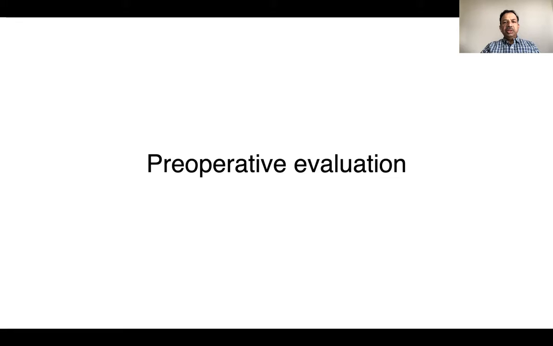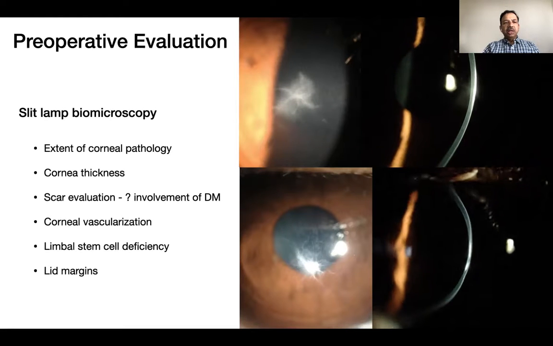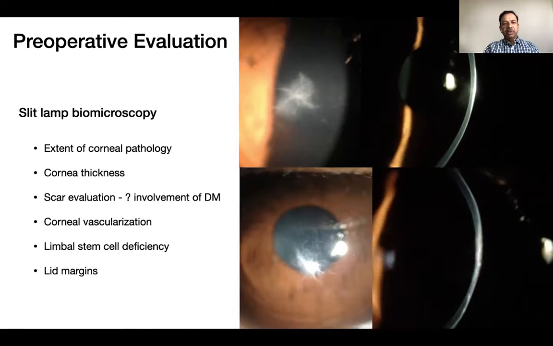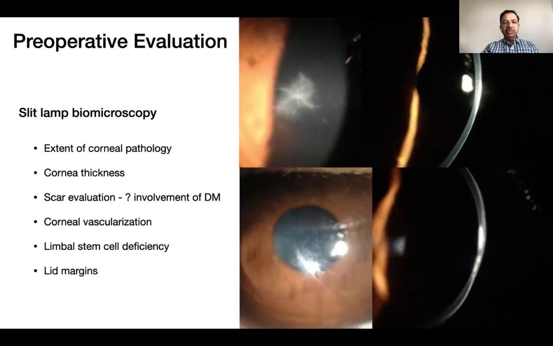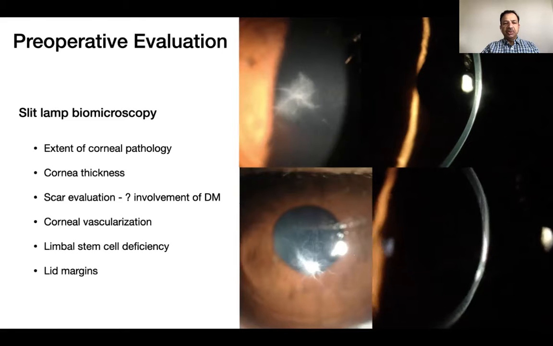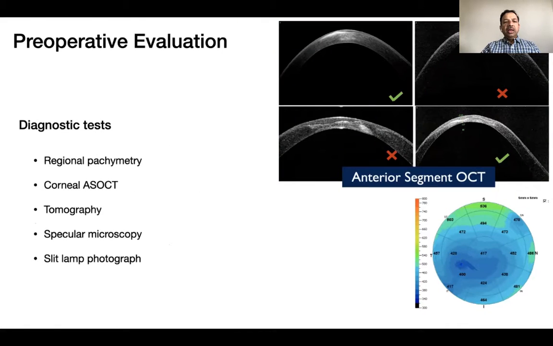In the pre-op evaluation, you need to do a careful slit lamp biomicroscopy looking at the extent of corneal pathology. If there is a scar, whether the scar goes all the way up to the Descemet's membrane, any evidence of limbal stem cell deficiency or corneal vascularization. And in the diagnostic tests, the most important is the corneal OCT, which can identify any pathology involving the Descemet's membrane. Thereby, you can avoid injecting air. We also need to have some idea about the regional pachymetry. You can do a tomography, also a specular microscopy and slit lamp photography for documentation.